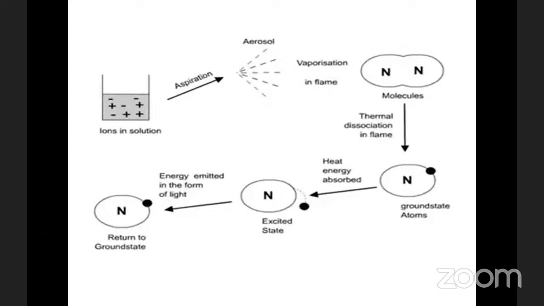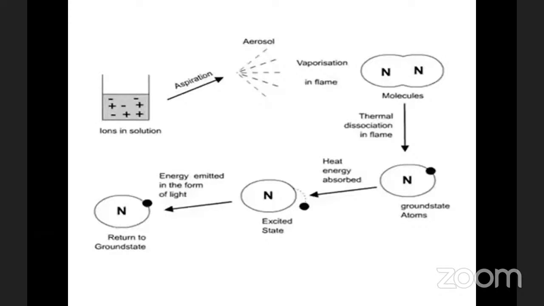When a metal salt solution is aspirated into the flame in the form of aerosol, the following events take place in rapid succession. The solvent evaporates, leaving behind tiny solid particles of the salt. These solid particles vaporize into gaseous molecules, which are then converted into gaseous atoms by the thermal dissociation process.